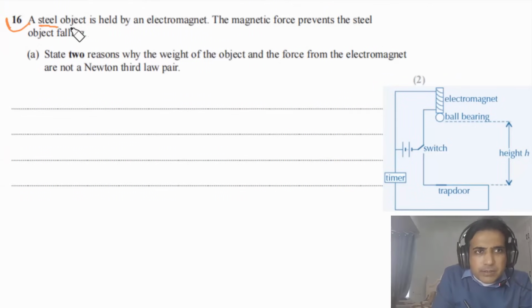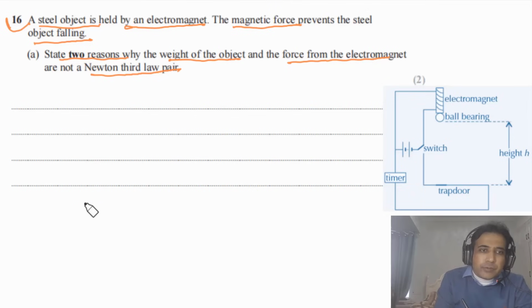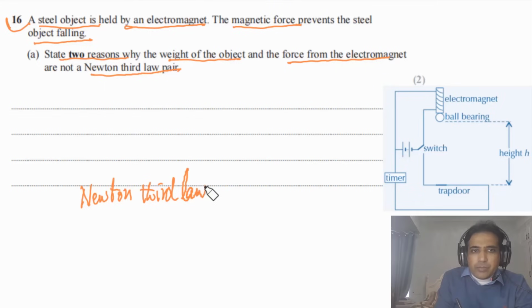Question 16 says a steel object is held by an electromagnet. The magnetic force prevents the steel object falling. For part A, state 2 reasons why weight of the object and the force from the electromagnet are not a Newton third law pair of forces. So first of all, we need to understand a little bit about Newton third law pair, because your concept first of all has to be clear.